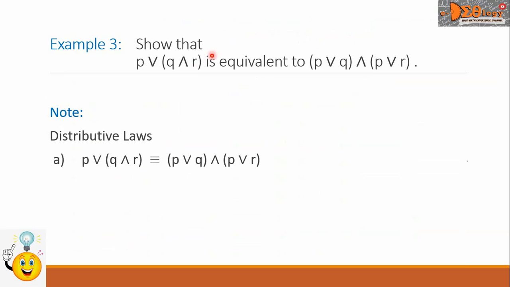Take note that what we prove here is the part A of distributive laws. And the part B of distributive laws is here: P and the compound proposition Q or R is logically equivalent to compound proposition P and Q or the compound proposition P and R. We're going to leave this part B for students to prove.